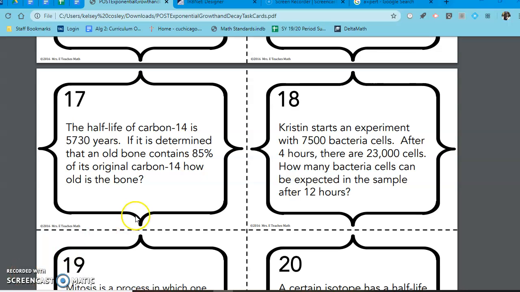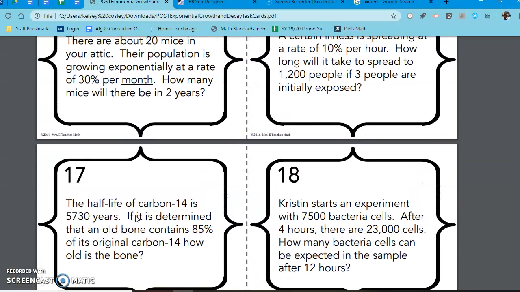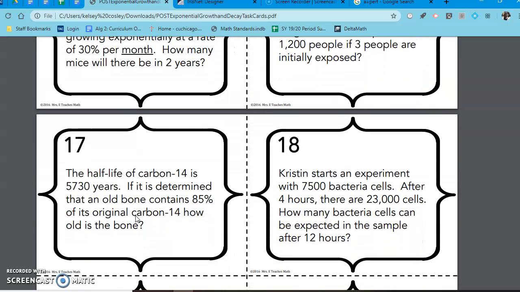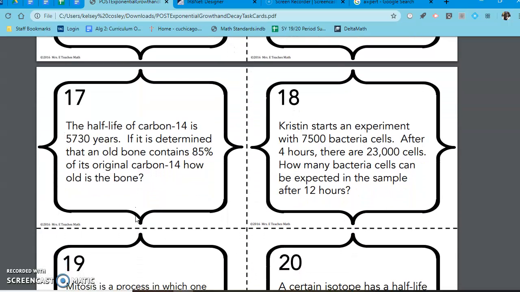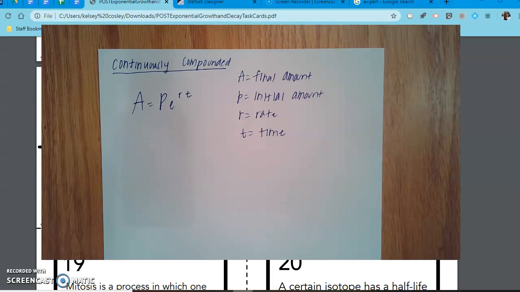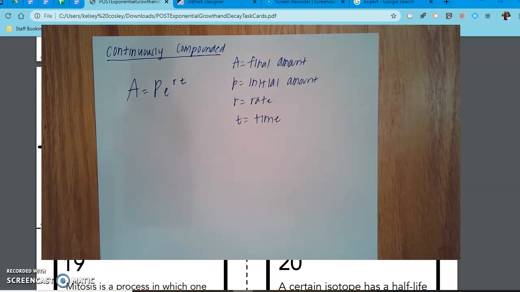Okay, so I've gotten a couple questions on how to do the second part, basically, of the task card, so I thought I'd go through and explain it. There's one formula that we really didn't talk about. It's called continuously compounded, and this is the equation that you're going to need. It's A equals PE to the RT.